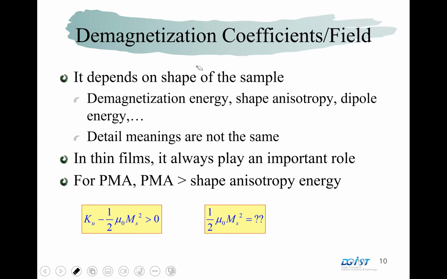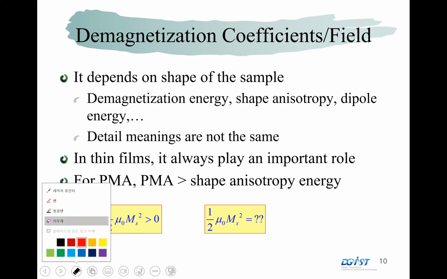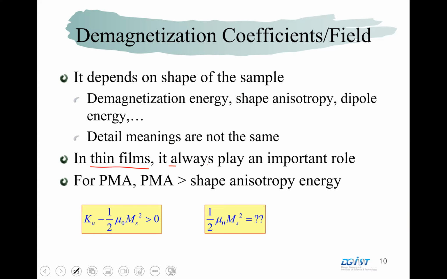Okay. And as I mentioned, in thin films, this demagnetizing energy plays an important role because they always generate a certain amount of magnetic field in the minus direction, if we have a plus direction magnetic moment.